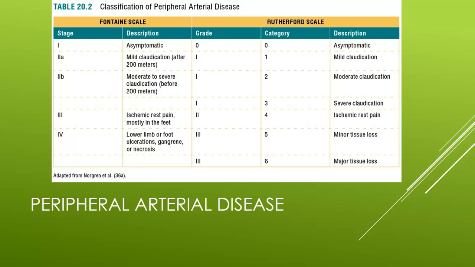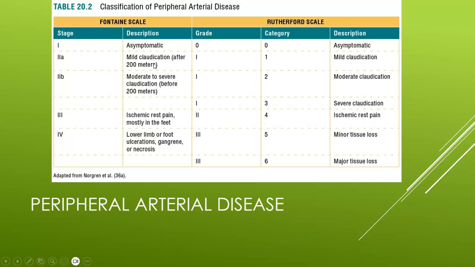And if you look at this, on the left-hand side, you have the Fontaine scale, and then over here you have the Rutherford scale. And you have stage 1, 2, 3, 4, and over here it's grade 0, 1, 1, 1, 1, 2, 3, 3. And then they go category 1 through 6. So there are 2 different classifications, but when you look at this, mild claudication, soreness, achiness in the lower extremities after 200 meters.